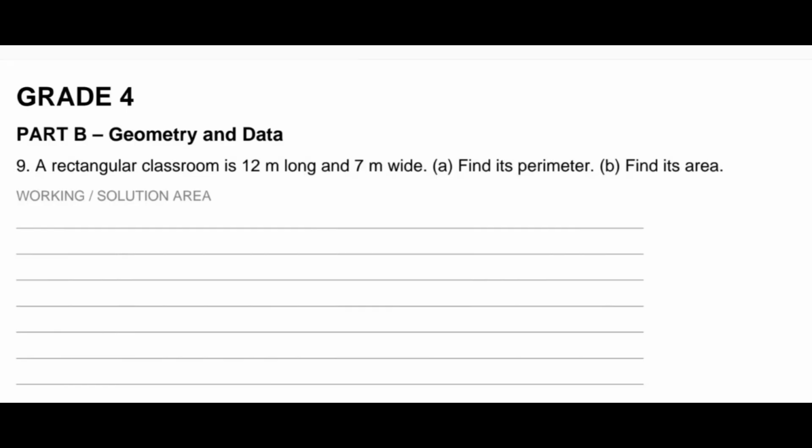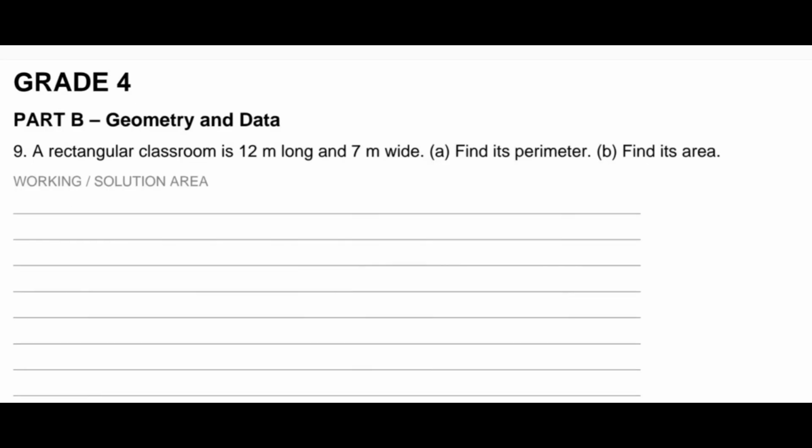Number 9. A rectangular classroom is 12 meters long and 7 meters wide. Find its perimeter. B. Find its area. We've been told that the length of the rectangle is 12 meters. So this is length. And the width is equal to 7 meters.